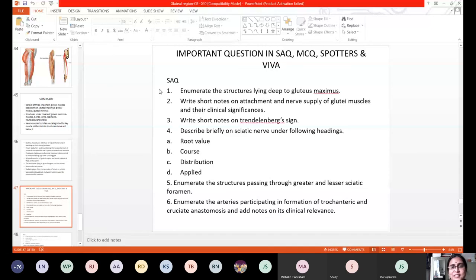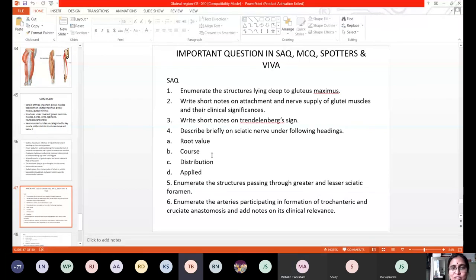The important SAQs that are asked in semester and university exams, on the basis of the syllabus, are these questions. This is the enumerator, the structure lying deep to it. Please do the homework of this question. Write down the answer in your copy and upload it in the anatomy wall. Okay, all of you, if you have any queries on the questions, you can ask me. Confident? All of you unmute your mic. Yes, ma'am. Okay.